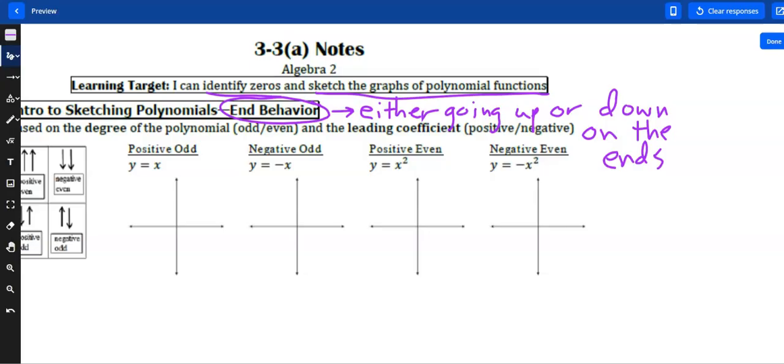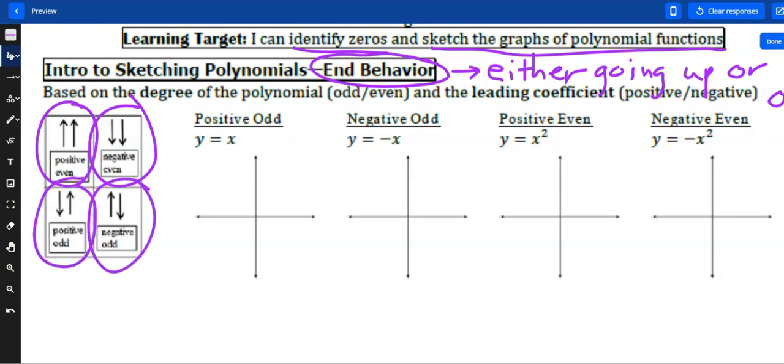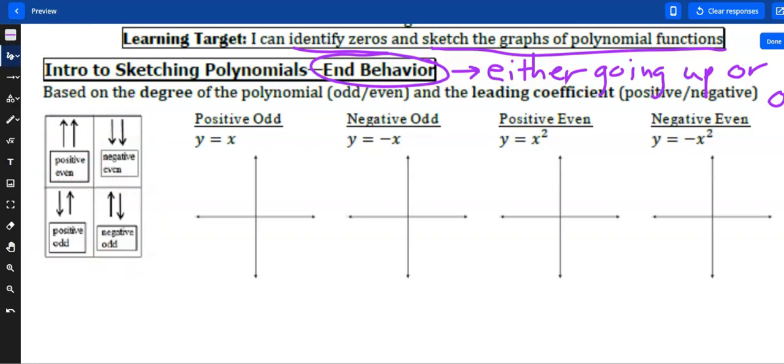Okay? So, for instance, the situations are: both sides can go up, both sides can go down, the left is down and the right is up, or the left is up and the right is down. Those are the four situations that we run into. There's only four of them. Now, let's just quickly draw a few of these. We know what they look like.